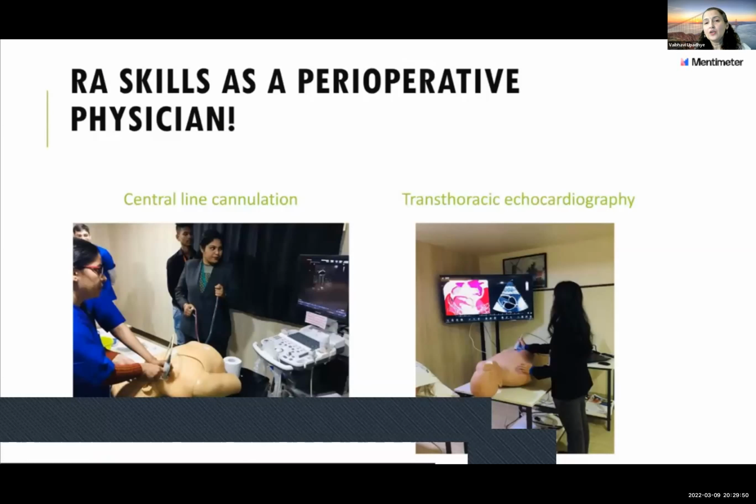And hence, there are a lot of added modalities that we may need to learn, such as having a central line in place. We might want to look at the preoperative echo of the patient, maybe intra-op as well, and post-op. So having the knowledge of these additional skills as a perioperative physician can also be practiced in simulators. We can see one here on the left, which is a central line simulator, where ultrasound-guided needling could be practiced. On the right, we can see the transthoracic echo, which could be practiced through a simulator as well.